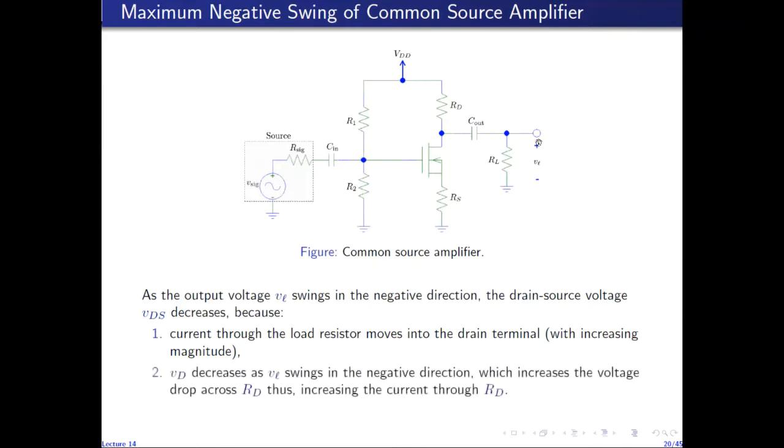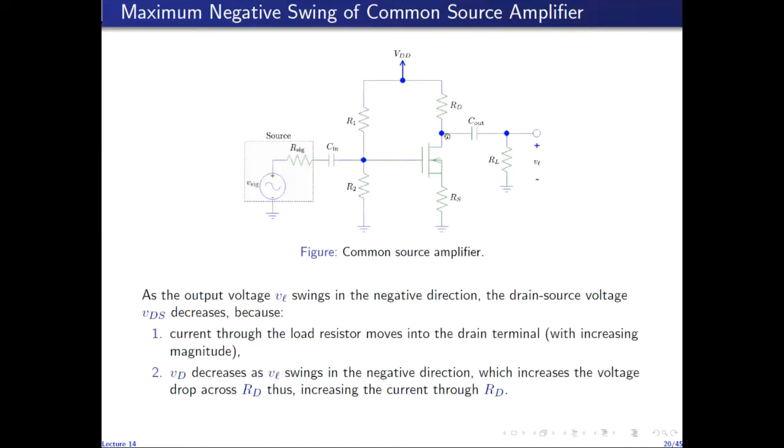But since VL is the AC component of the drain voltage, as VL increases in the negative direction, VD increases in the negative direction, which means that the total voltage decreases, because total voltage is the DC component plus the AC component. So as the AC component increases in the negative direction, the total voltage at the drain will decrease, which will increase the drop across RD, which will increase the current through RD. So the current through RD is increasing, and the current through RL is flowing into the drain with increasing magnitude, which means that the drain current will increase, because both of these currents add into the drain current.